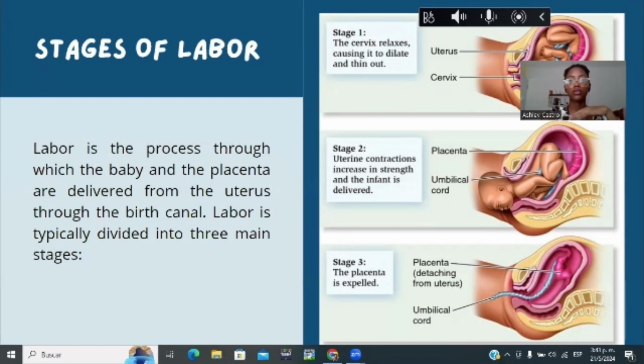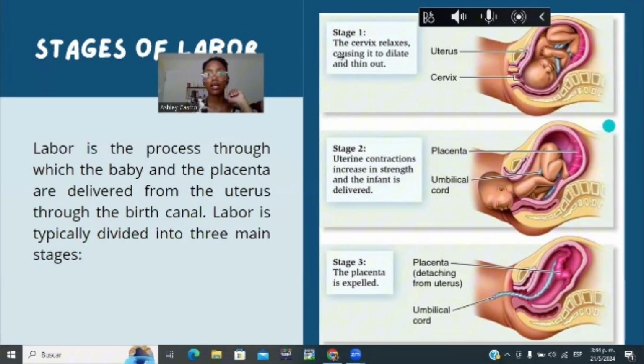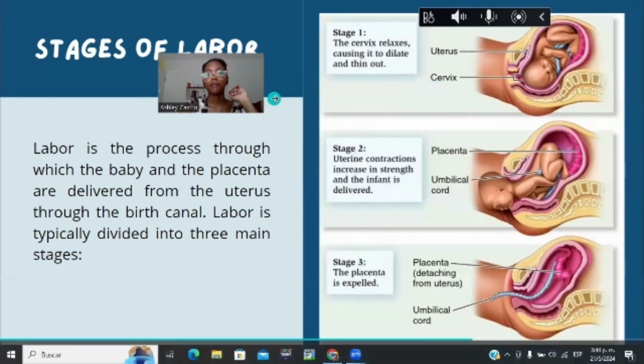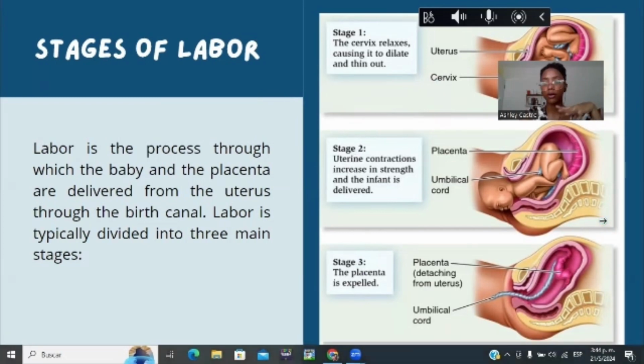Labor is the process through which the baby and placenta are delivered from the uterus through the birth canal. Labor is typically divided into 3 main stages, and you can see these stages in a summary picture. Now I'm talking more about these stages.